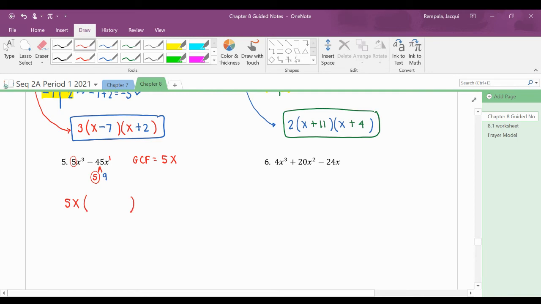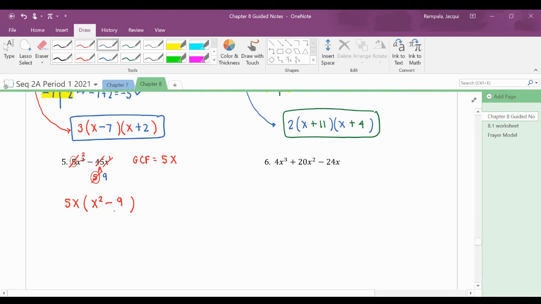So then in parentheses, I want to put whatever's left over. So ignoring the 5 from the first term, and if I take away 1x, I'm left with x squared. I'm going to bring down that subtraction sign, ignore the 45 because we broke that into 5 times 9, ignore the 5 because we moved that to the outside. We're going to bring down a 9. We get to ignore the x as well because we moved that outside. So here, 5x times x squared minus 9 starts off our factoring.